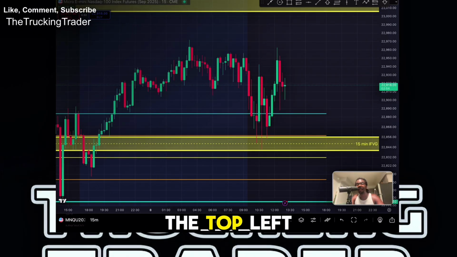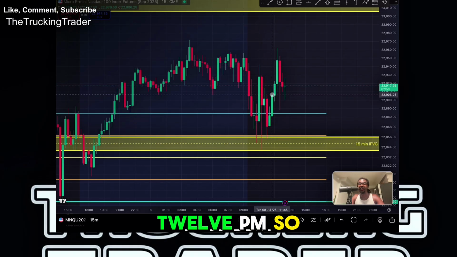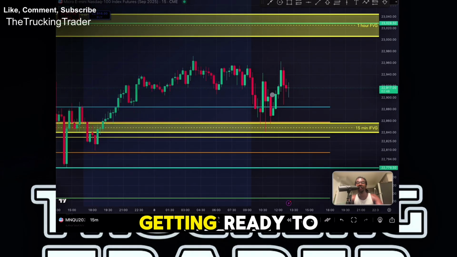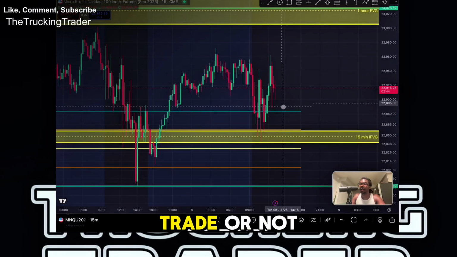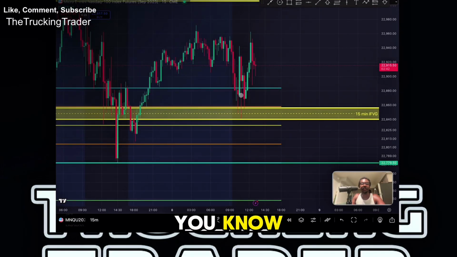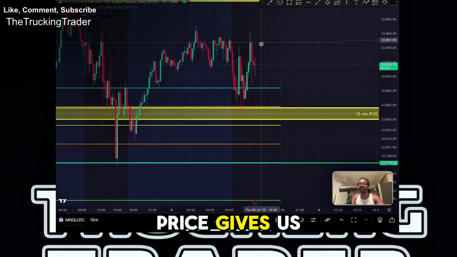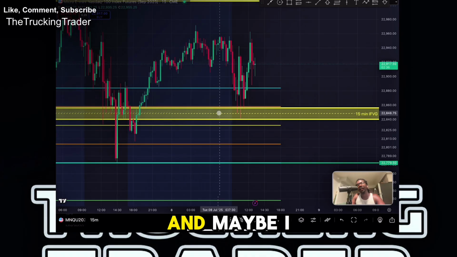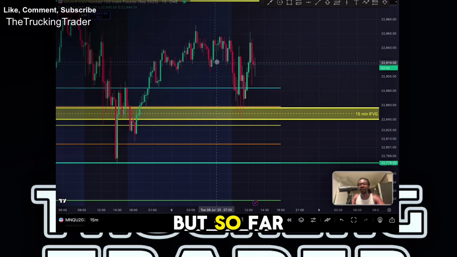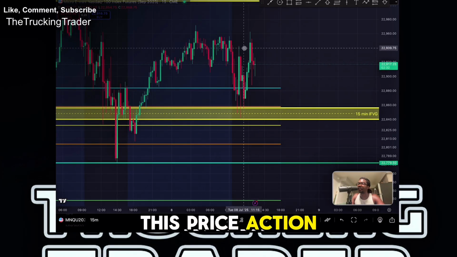As you guys can see in the top left-hand corner, it is 1:12 p.m. So the afternoon session is getting ready to start. I still don't know if I'm going to take a trade or not, but we're going to see what the price gives us. Maybe it comes down here and sweeps some of this liquidity, and maybe I can get into a buy. But so far, this price action is really choppy.